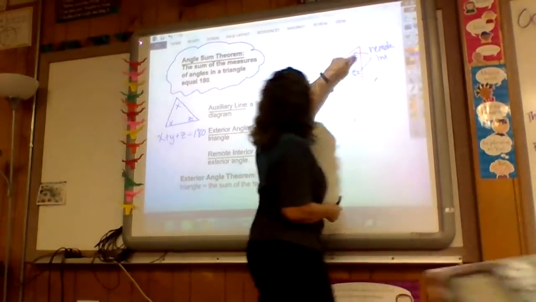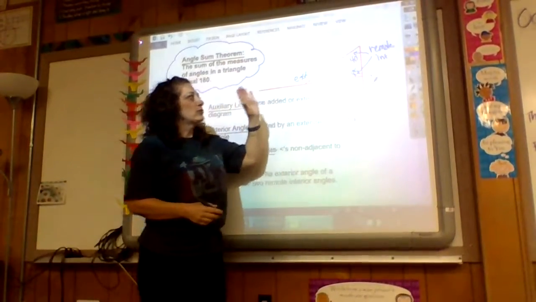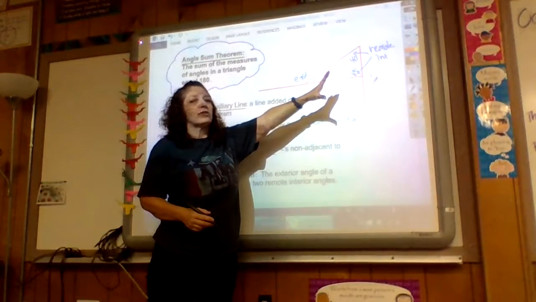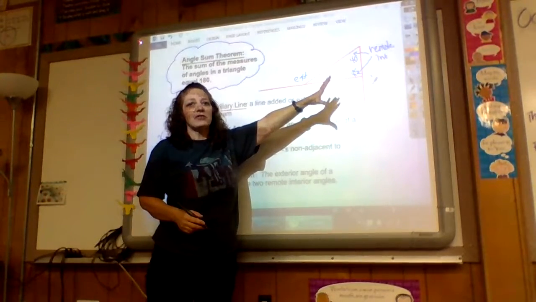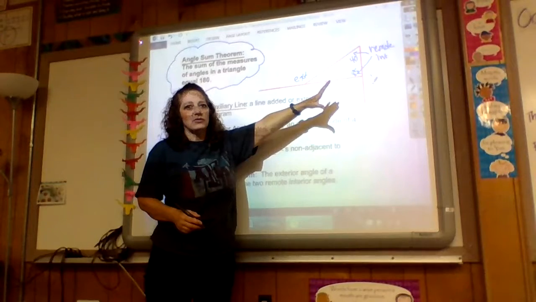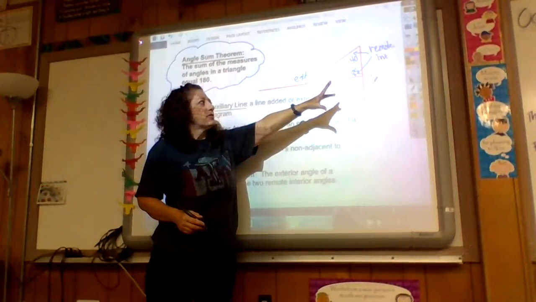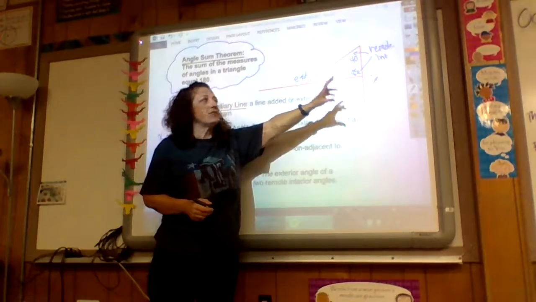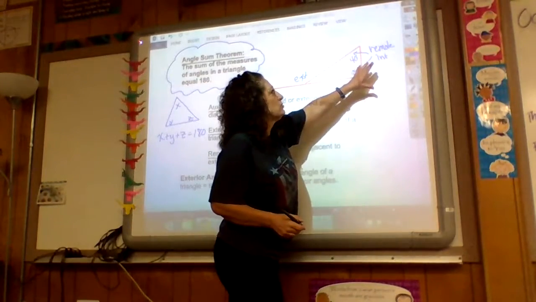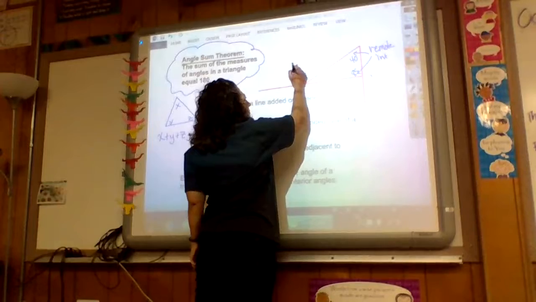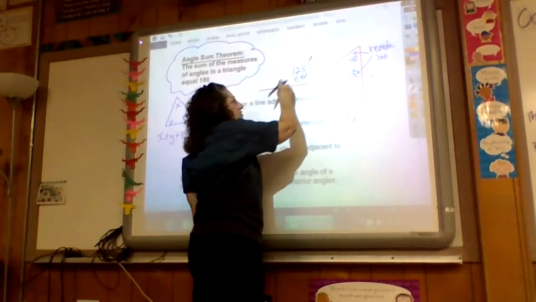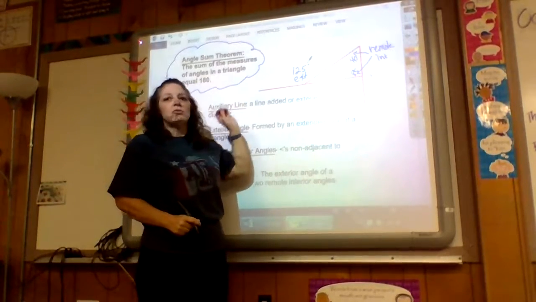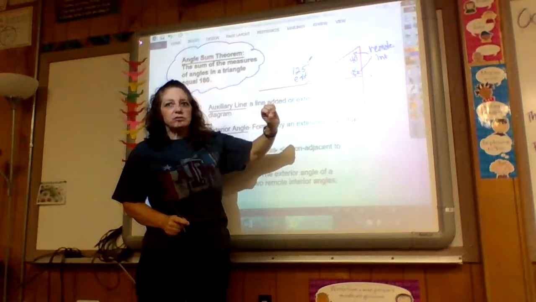Okay, 85 and 40. So if those remote interior angles are over there, and if I want the sum of them, I would add them and get what? A number. It would be 85 and 40, 125. The sum of these two is going to be this angle. The exterior angle will equal the sum of the remote interior angles.